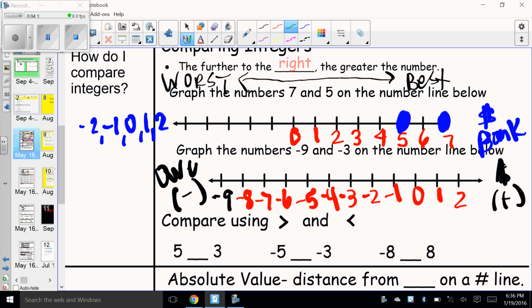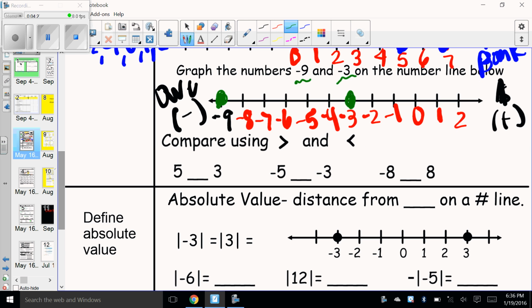All right, 7th grade. So we're going to talk about -9 first. -9 really means that you have to pay $9, you owe $9. So we're going to graph -9 there on the number line. And then we're going to do the same thing with the value of -3. So we're going to plot -3 on the number line. So as we're graphing and comparing, we're going to talk about what's the difference between having $5 in the bank and having $3. Which is better? Who wins that?